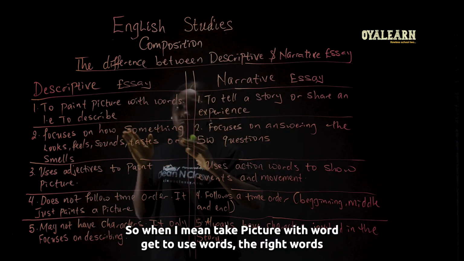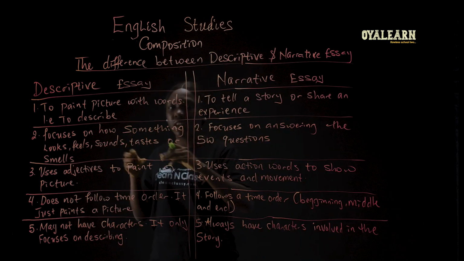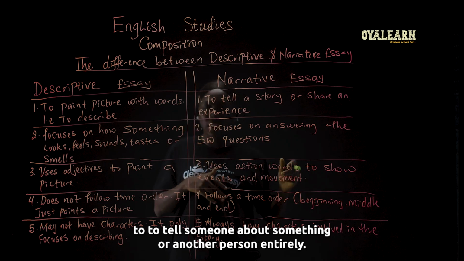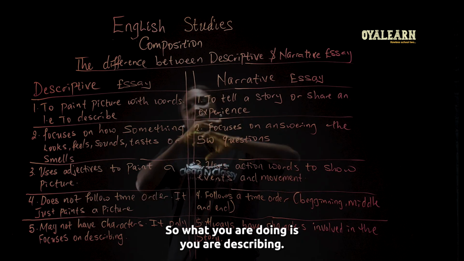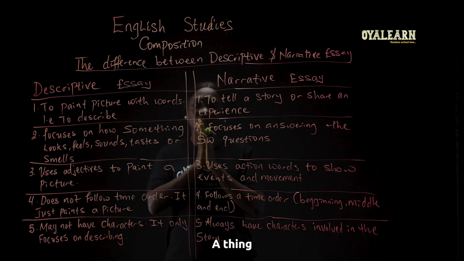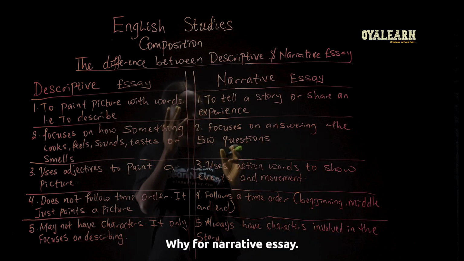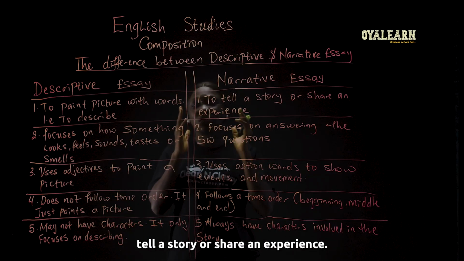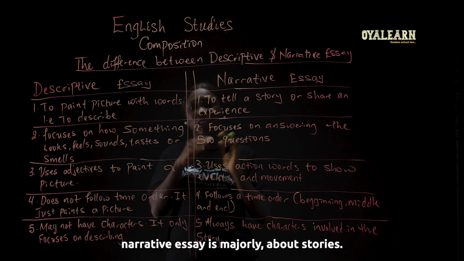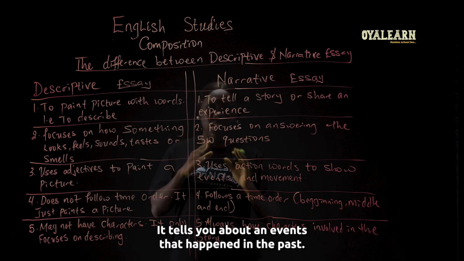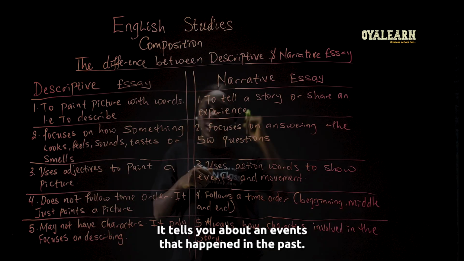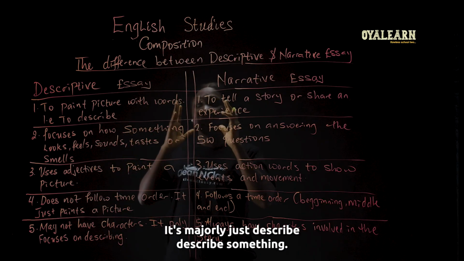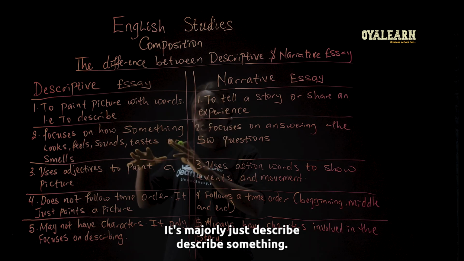When I say paint pictures with words, you use the right words to tell someone about something or another person entirely. So what you are doing is describing a thing. Narrative essay does not describe. Narrative essay tells a story or shares an experience. Narrative essay is majorly about stories. It tells you about an event that happened in the past. Unlike descriptive essay, which does not tell you a story, it majorly just describes something.